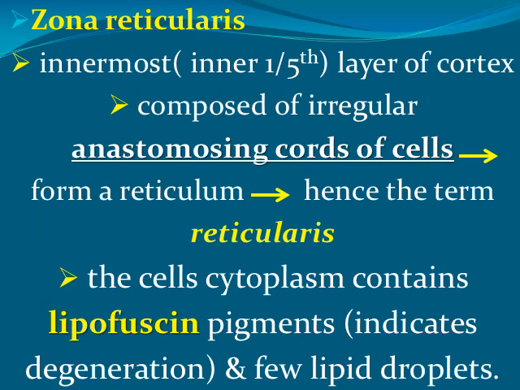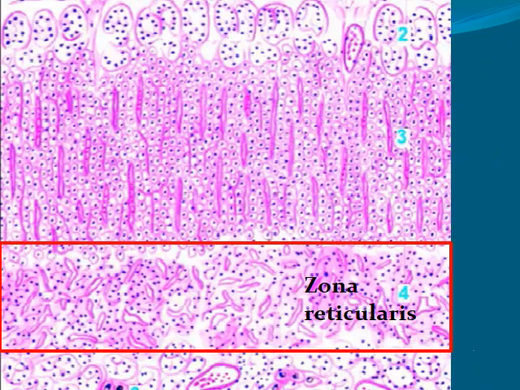Coming to the third layer of the adrenal cortex, that is the zona reticularis. It is the innermost layer, composed of irregular anastomosing cords of cells that form a reticulum. That is why the word reticularis is used. The cells' cytoplasm contains lipofuscin pigments and few lipid droplets. You can see the red mark area, the zona reticularis.